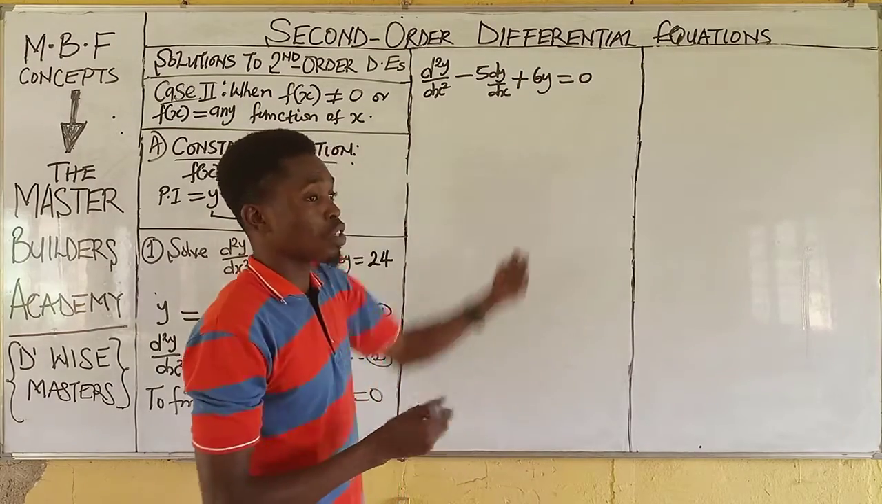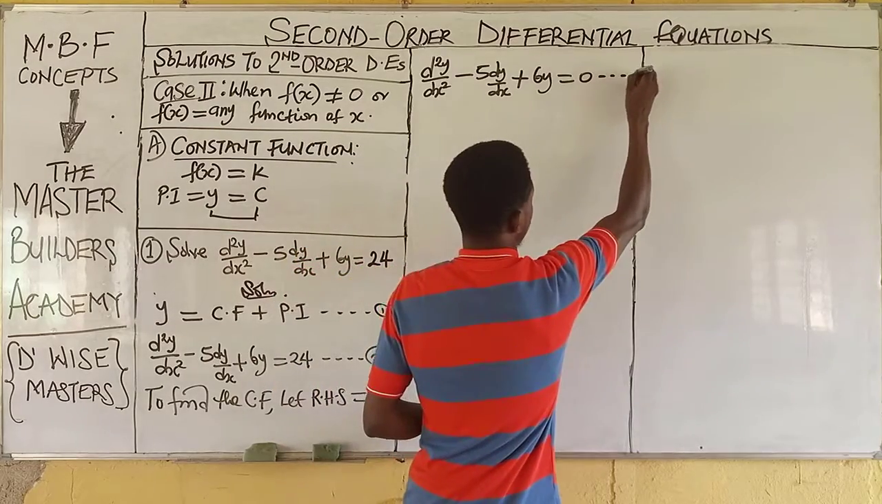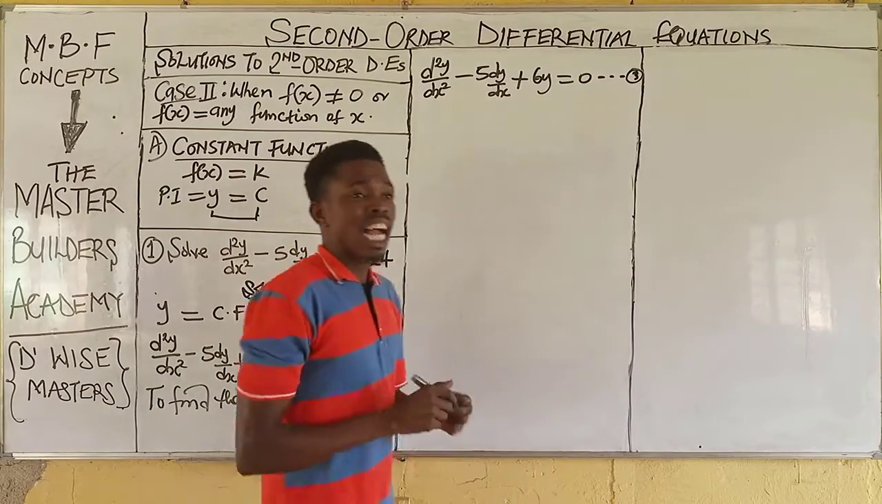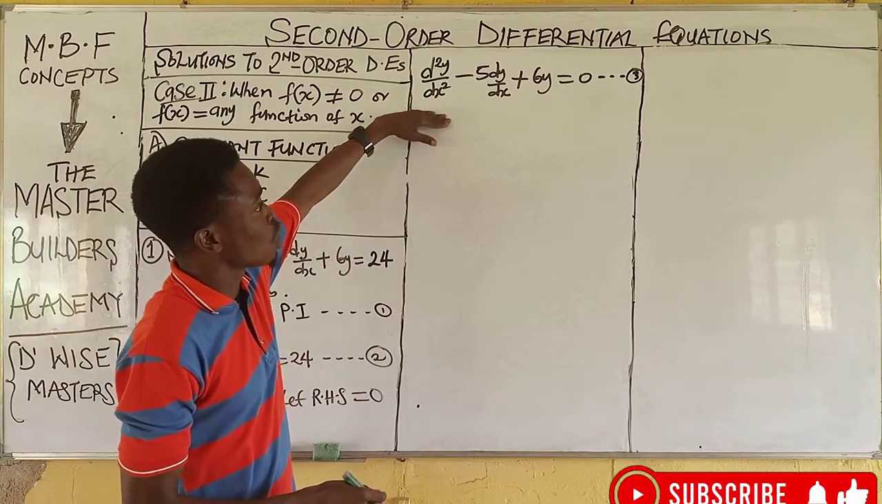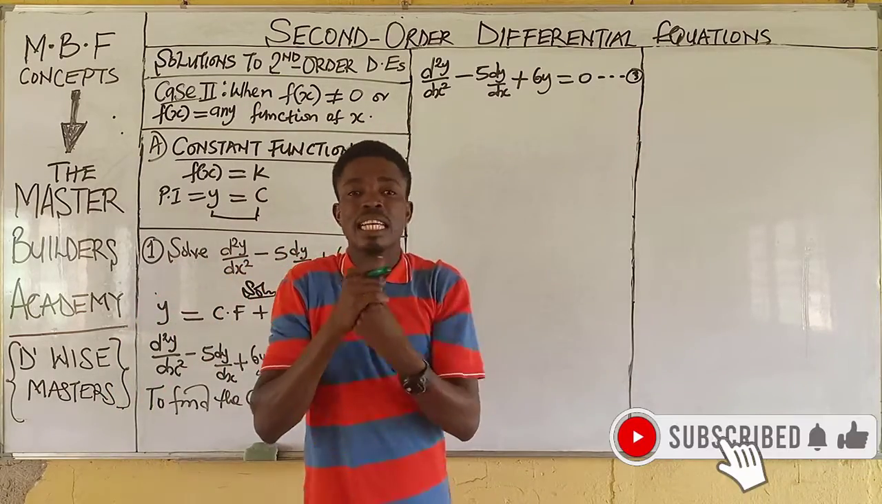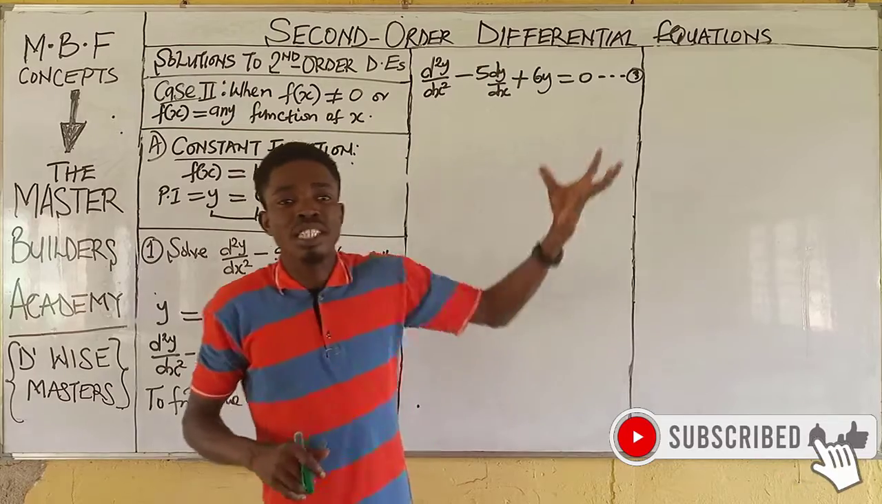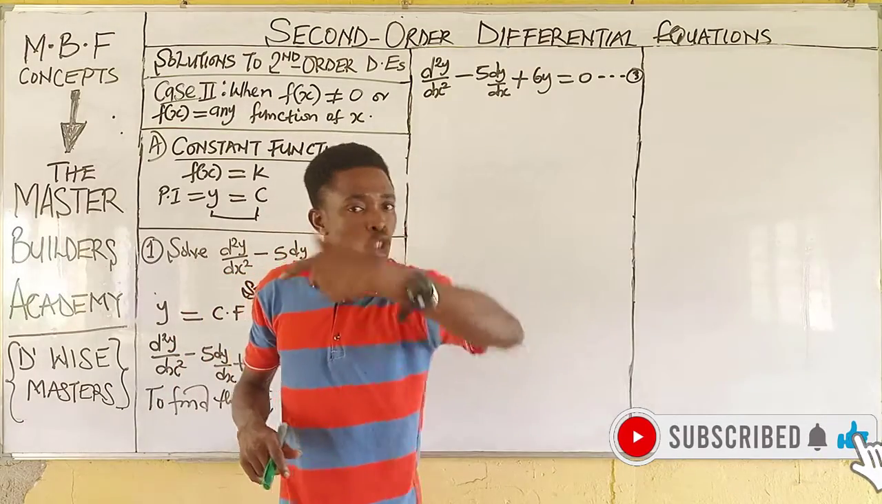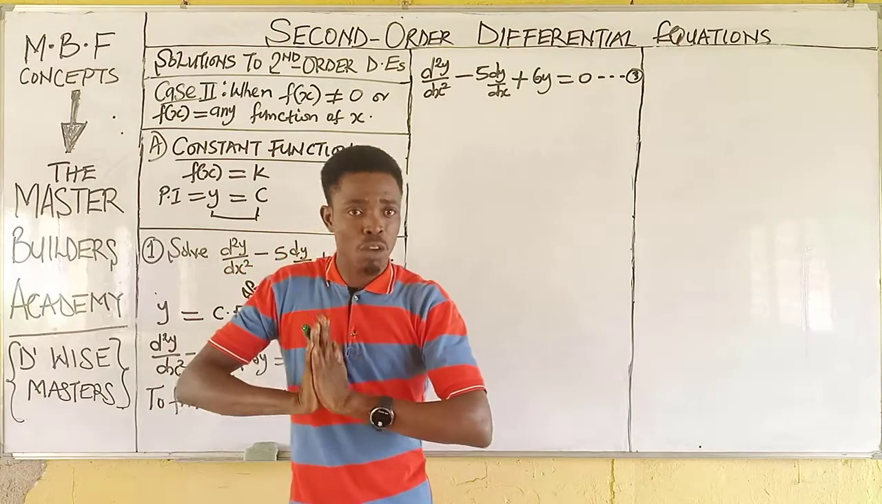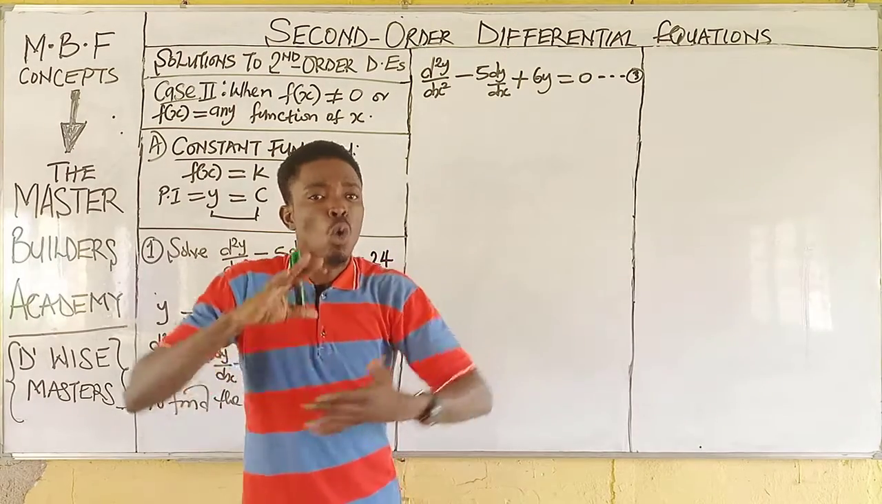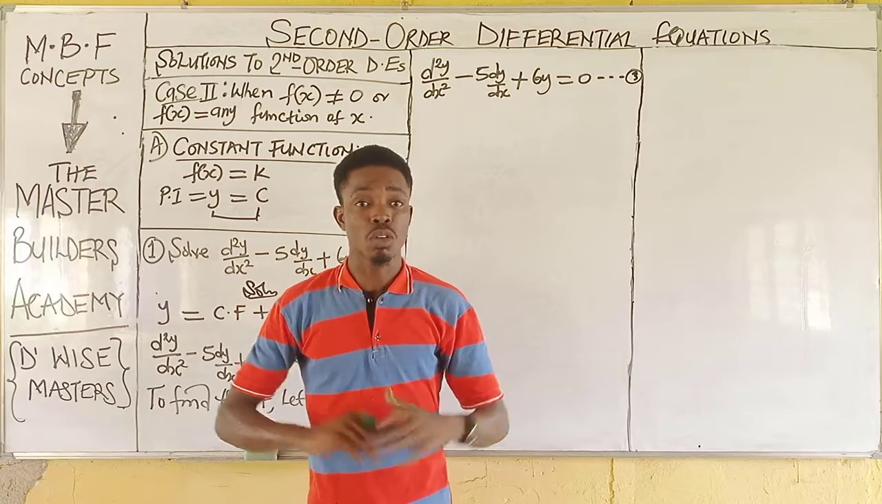Alright, I can call this one equation 3 if I desire to. It doesn't really matter. Now that we have successfully equated the left hand side of this equation to 0, making the right hand side 0, we can now deduce our auxiliary equation from this equation, because you only deduce the auxiliary equation from a second order differential equation when the right hand side of the equation is 0.